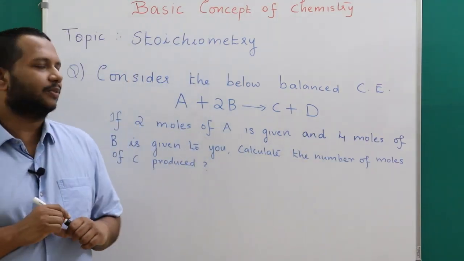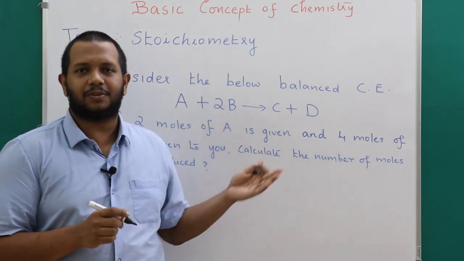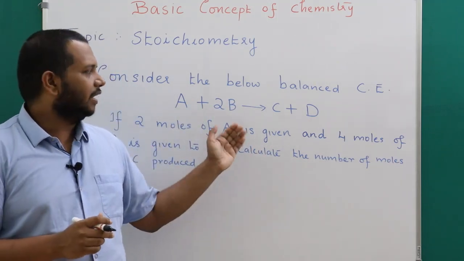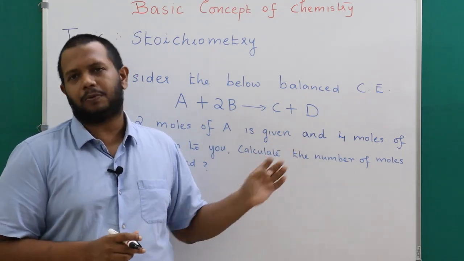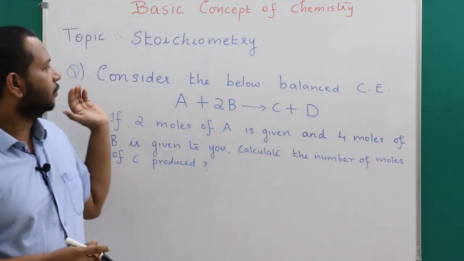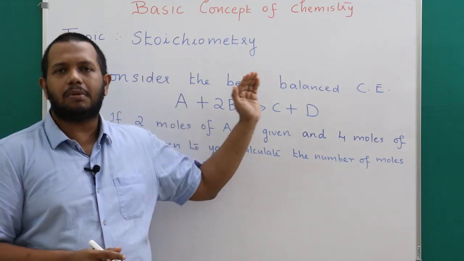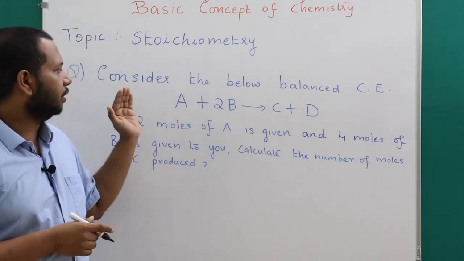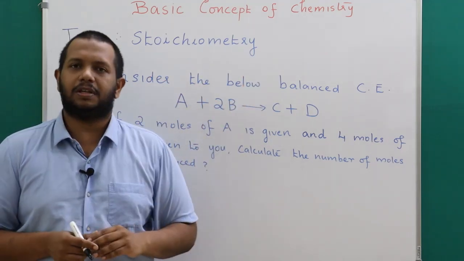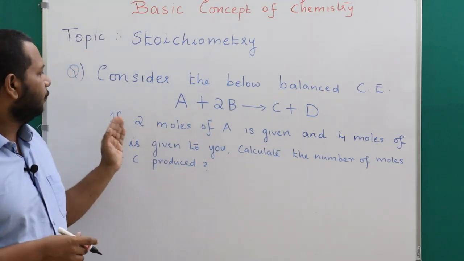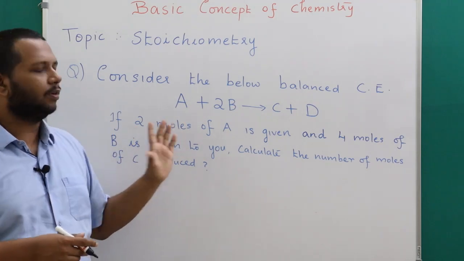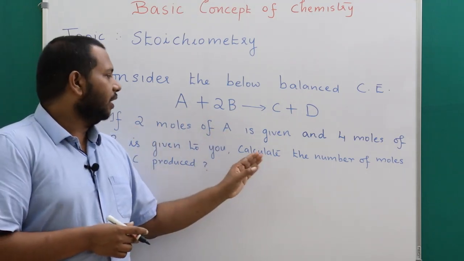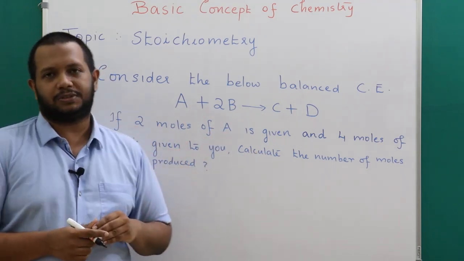So hi students, so here we are going to discuss the next question. I have made slightly different values. This is the next type of question. Okay, so read the question here. Consider the below balanced chemical equation. So A plus 2B giving C plus D. Okay, and if 2 moles of A is given and 4 moles of B is given to you, calculate the number of moles of C produced.